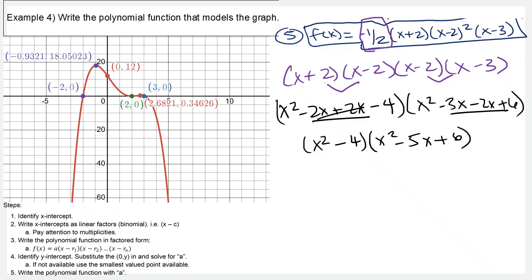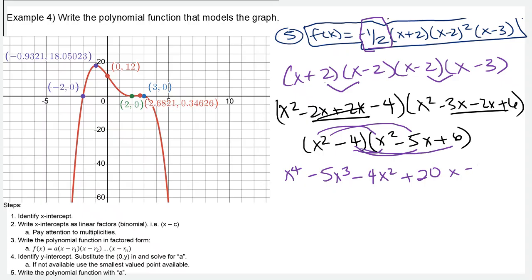Okay, and now we're going to distribute again. So we have x squared times x squared, which is x to the 4th. x squared times negative 5x is going to give us negative 5x cubed. Then we're going to do negative 4. So we have negative 4 x squared. Negative 4 times negative 5 is positive 20x. And then we have negative 4 times 6, which is minus 24.